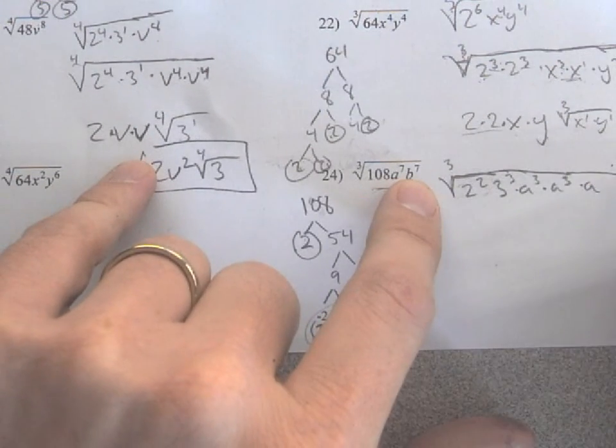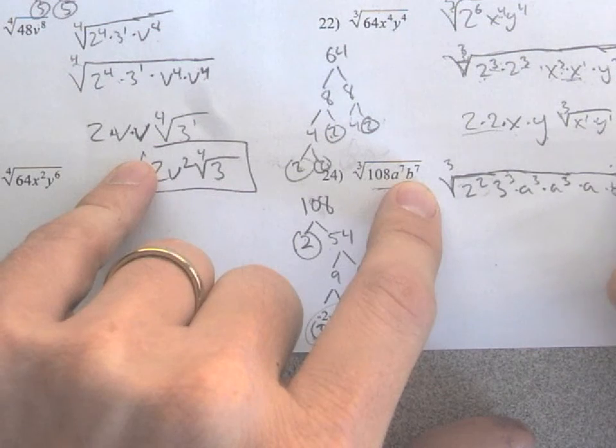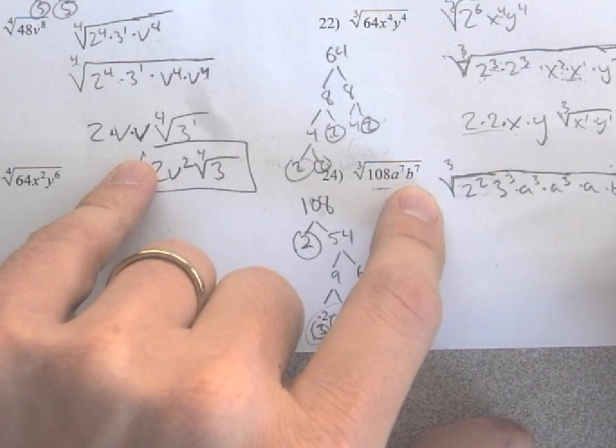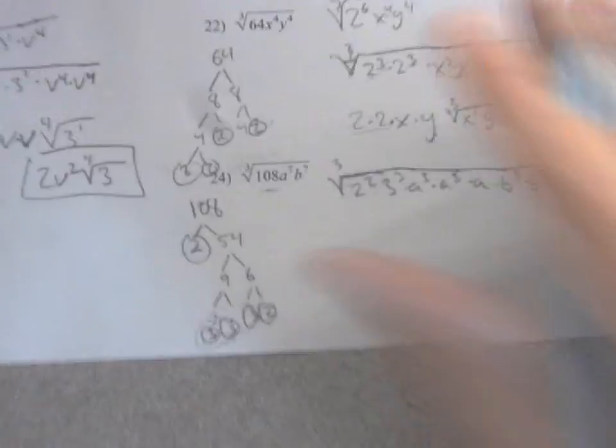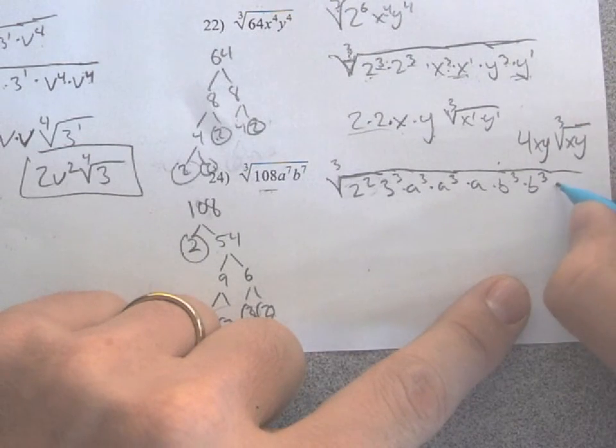And b to the 7th, same thing. I'm looking for powers of 3. So let's do b to the 3rd. Let's do another b to the 3rd. And then let's do a b to the 1.